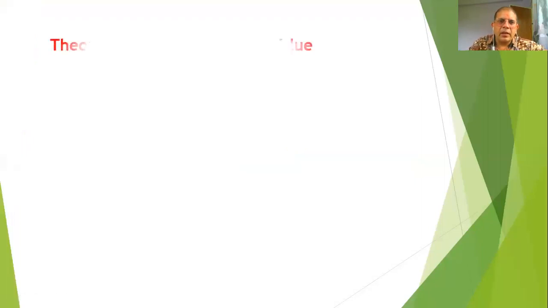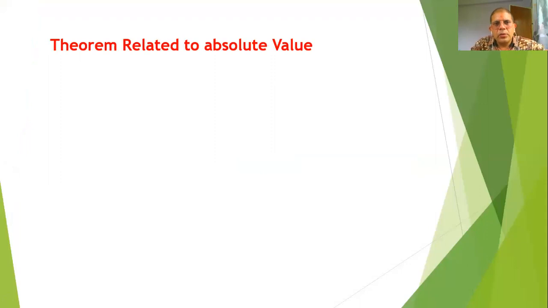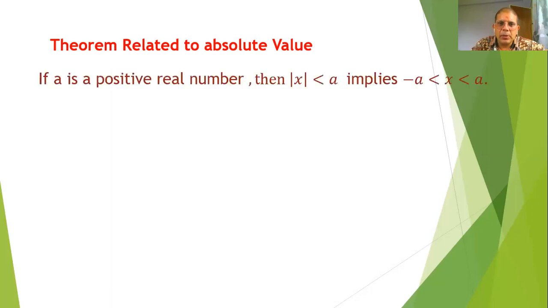A theorem related to absolute value. I want to give you some concepts related to absolute value. It is called absolute value, numerical value, or modulus. You can understand it easily as distance. Distance is always positive, so you should take it as a positive value.